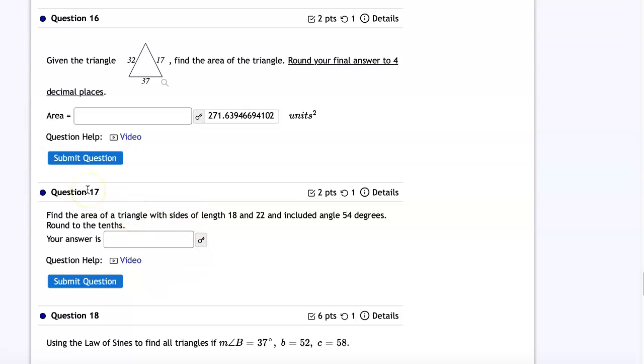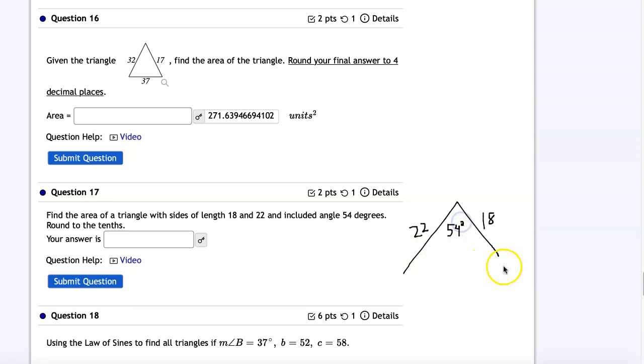Now for question 17, we're going to use a different formula because here we have a side angle side. Let's start by considering what the triangle would look like. The 2 sides that are given are 18 and 22, and then we have an included angle of 54 degrees. The included angle is the angle in between those 2 sides.